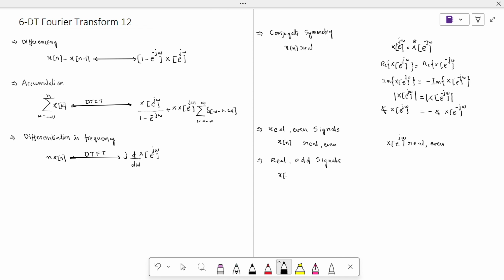So this x of n is real and now odd. So now it has changed from the real to the purely imaginary. Now its Fourier transform is purely imaginary, and it is odd.